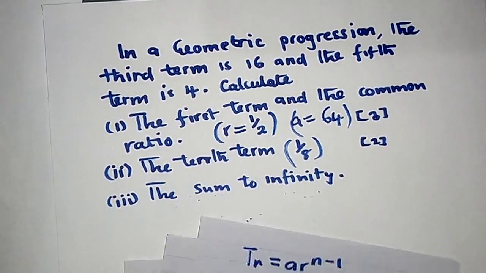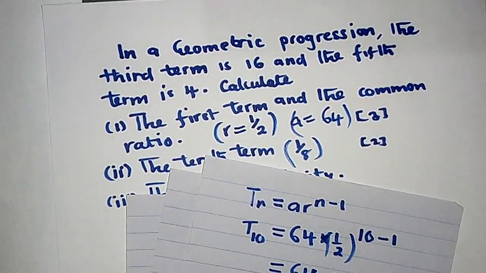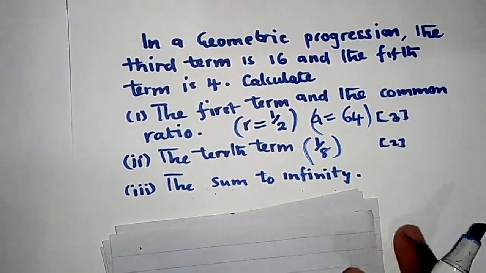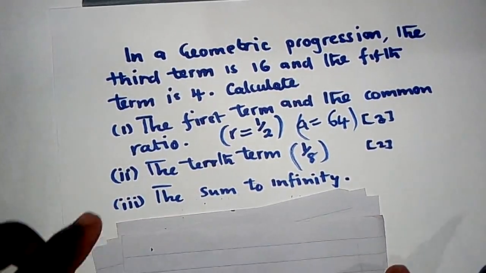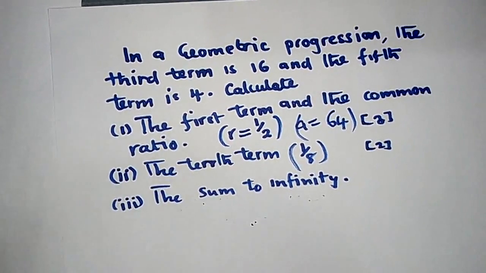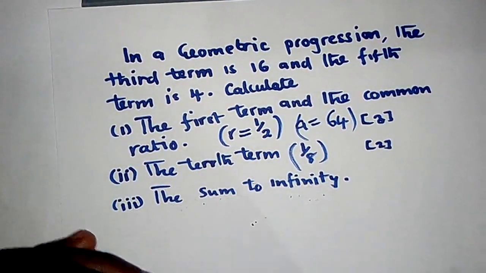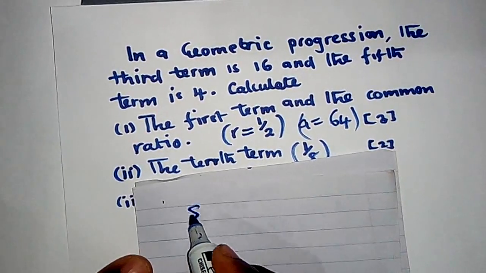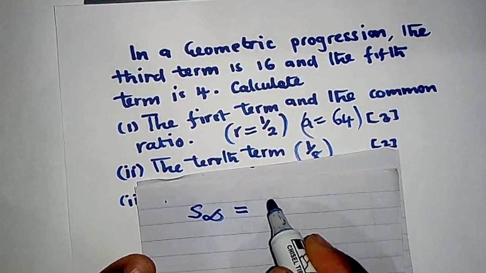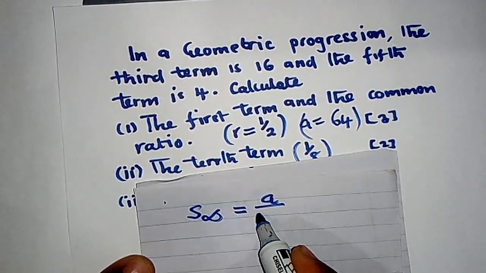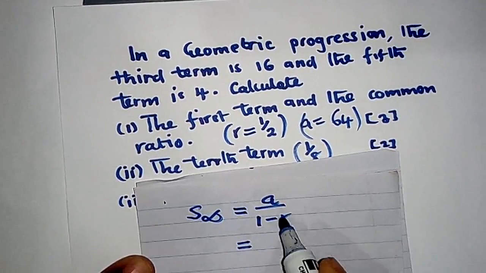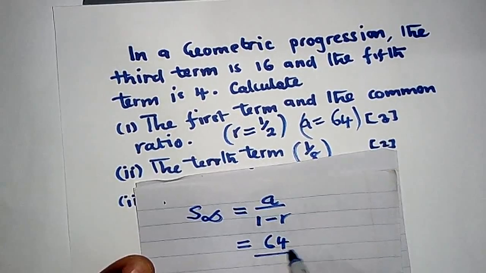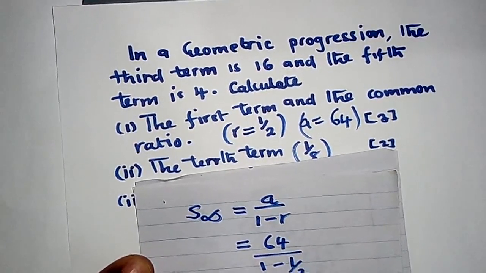So for sum to infinity, we use almost the same procedure, but we follow the formula for sum to infinity. I don't know if you're able to remember, I showed you the formula. The formula will look like this. S infinity is equal to A over 1 minus R. So if we solve nicely, our A will be 64 over 1 minus 1/2, which is our R.